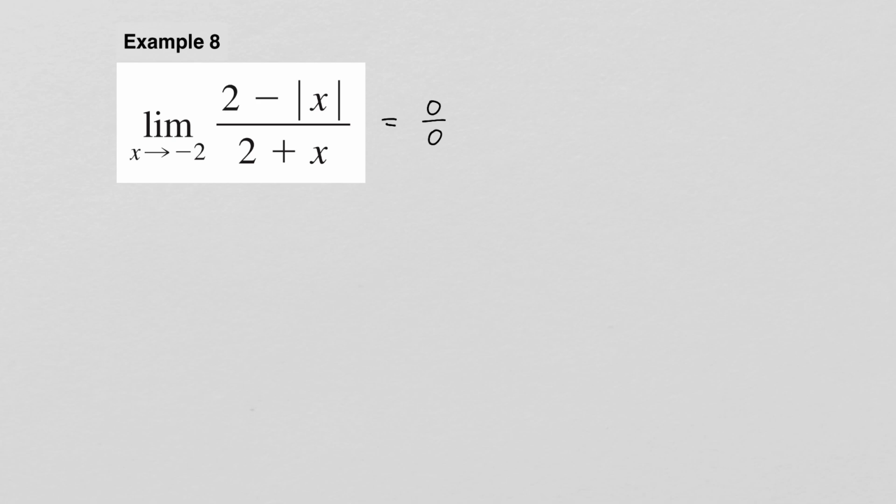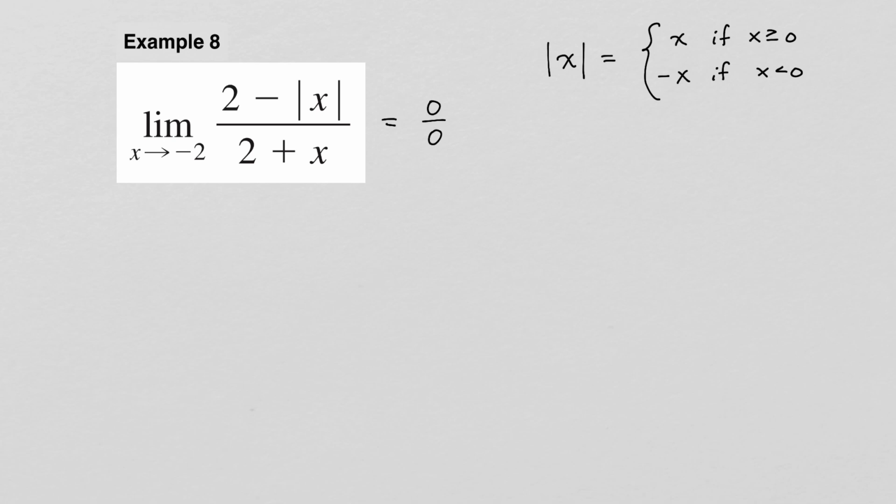Well, what we need to do is remember what it means to be the absolute value of x. So let's talk about the definition of the absolute value of x. The absolute value of x is x if x is greater than or equal to 0. And the absolute value of x is the opposite of x if x is less than 0. So the absolute value function is a piecewise defined function.